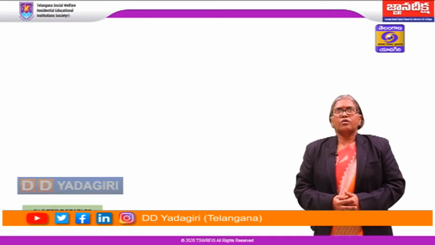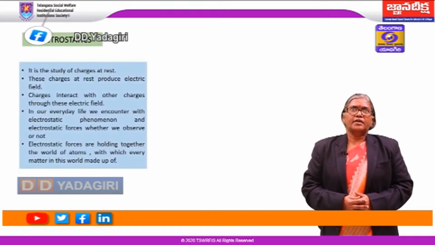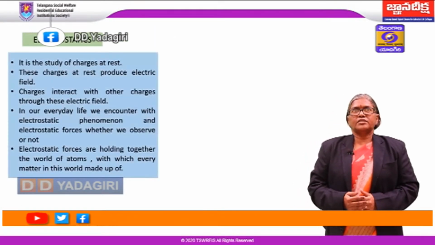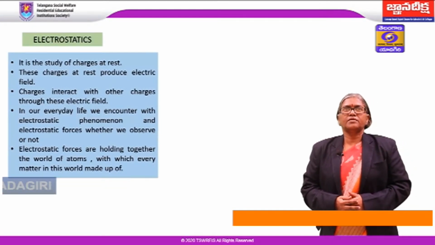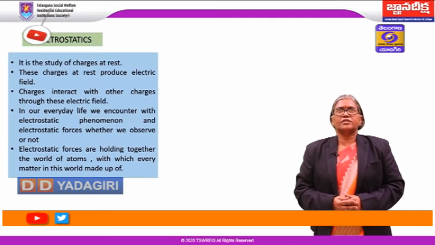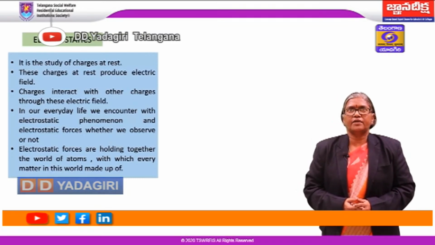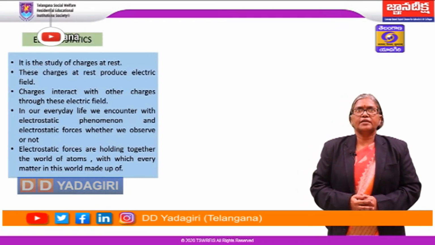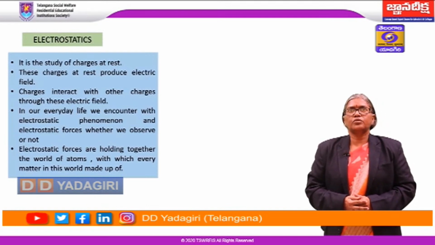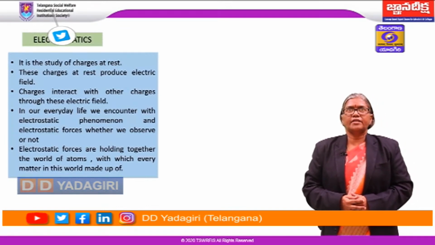Now, next we talk about electrostatics. It is the study of charges at rest. Electro means charge, statics means at rest. These charges at rest produce an electric field. These charges interact with other charges through the electric fields produced by them.